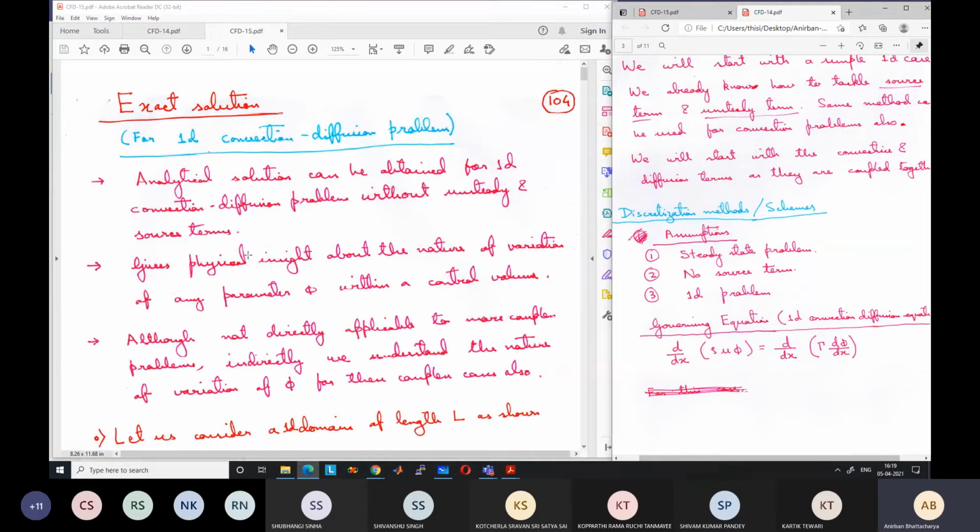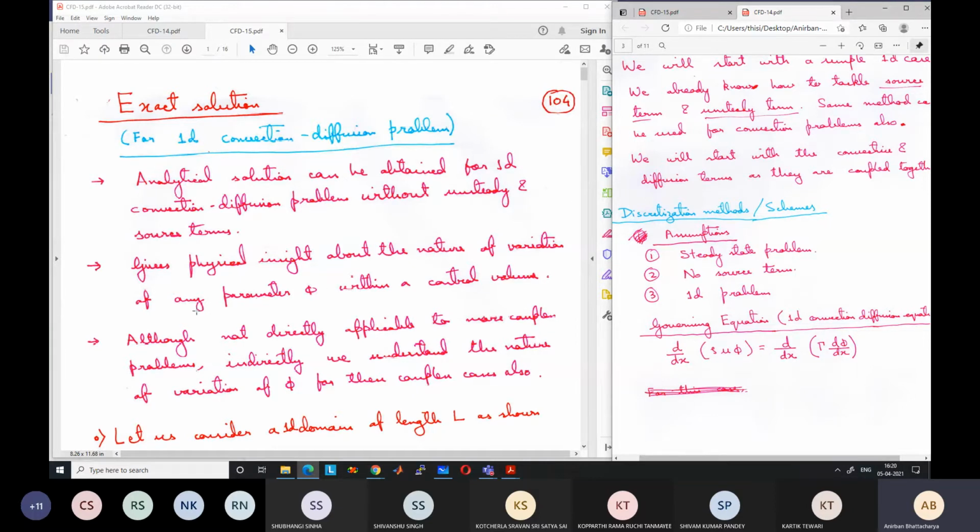It will give us an idea whether the variation is polynomial or exponential or logarithmic or like a straight line. So what is the type, or is it a step function? What is the type of variation? That insight we will gain from this analytical solution. So that's why it is very useful. It gives physical insight about the nature of variation of any parameter phi within a control volume.